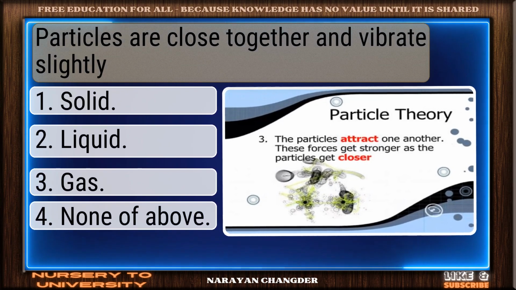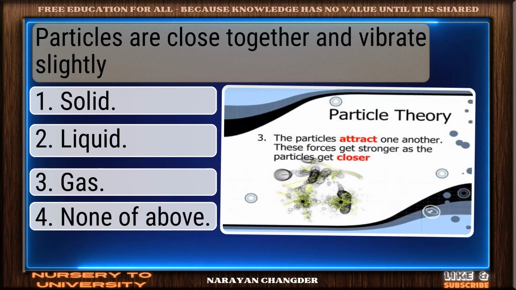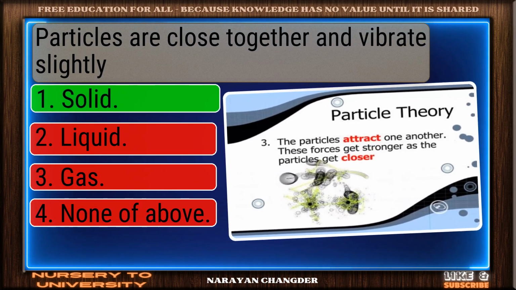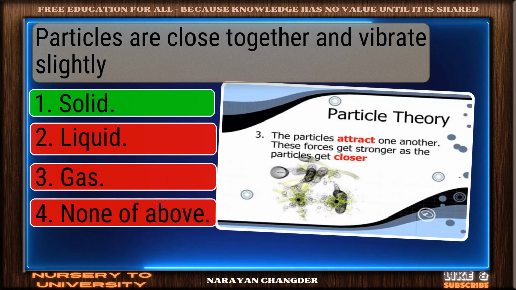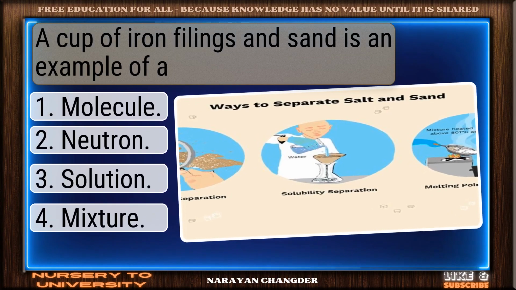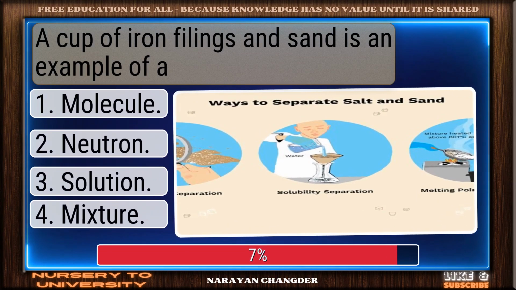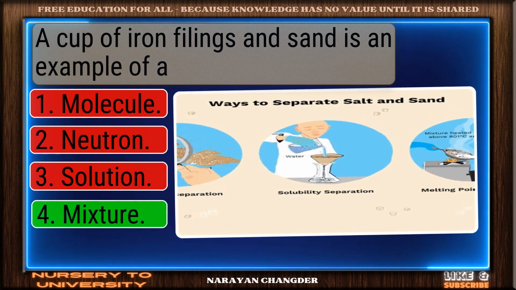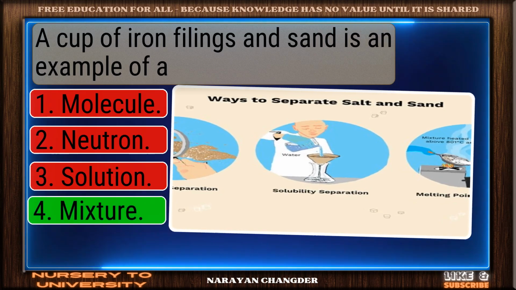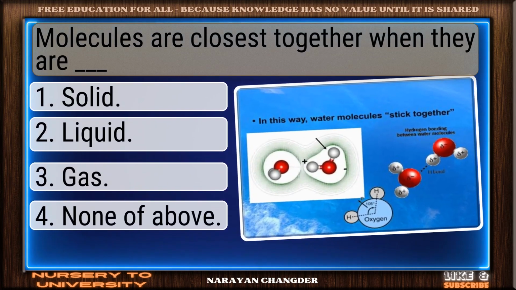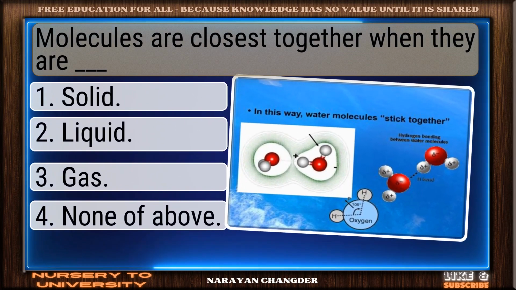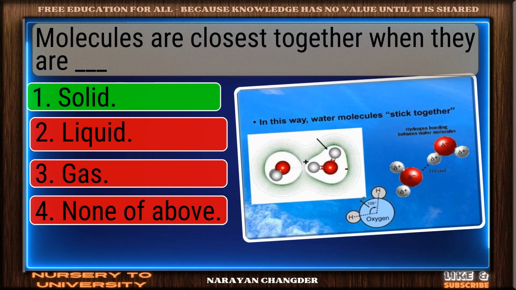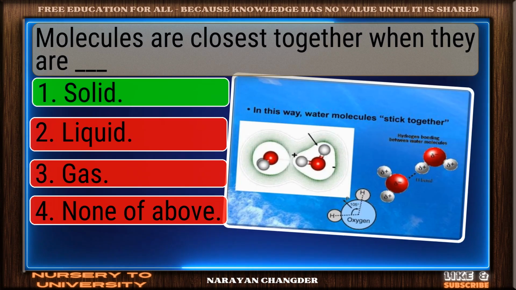Particles are close together and vibrate slightly. Nice selection. Solid is the correct and valid answer. A cup of iron filings and sand is an example of a dash. Sharp thinking. Mixture is the right choice. Molecules are closest together when they are dash. Solid response. Solid is a valid choice.